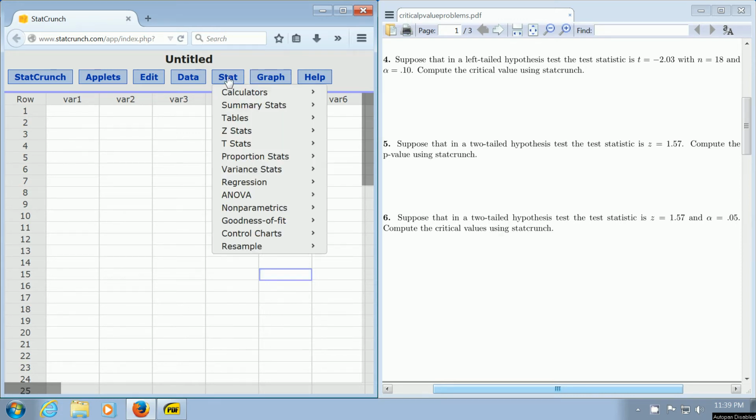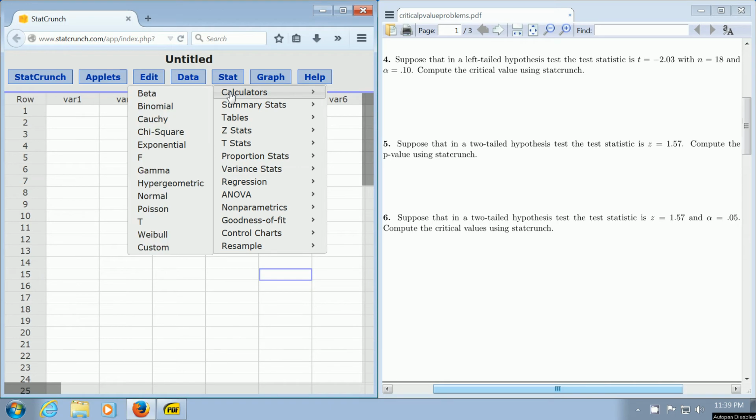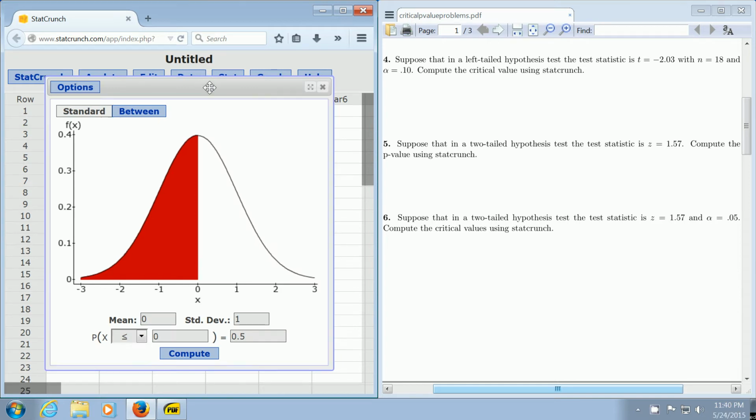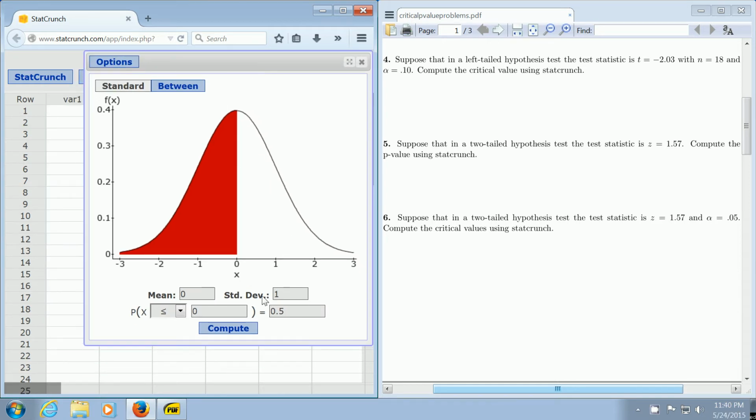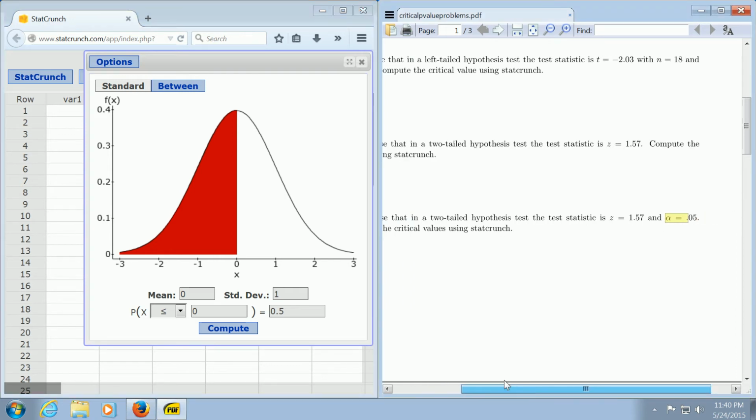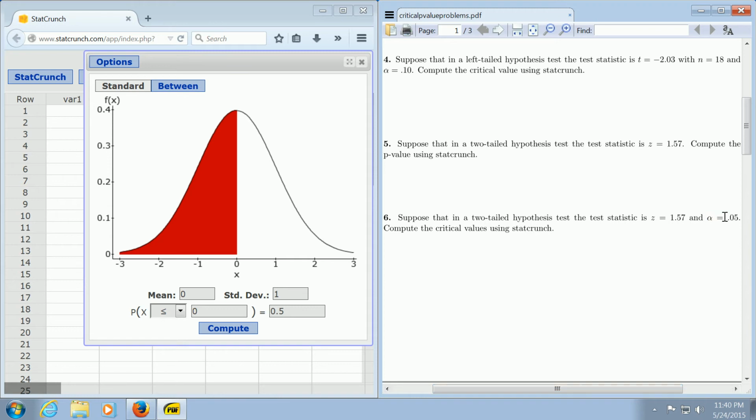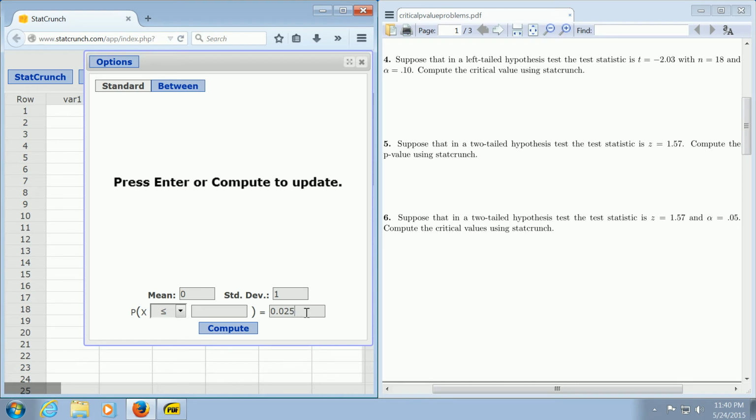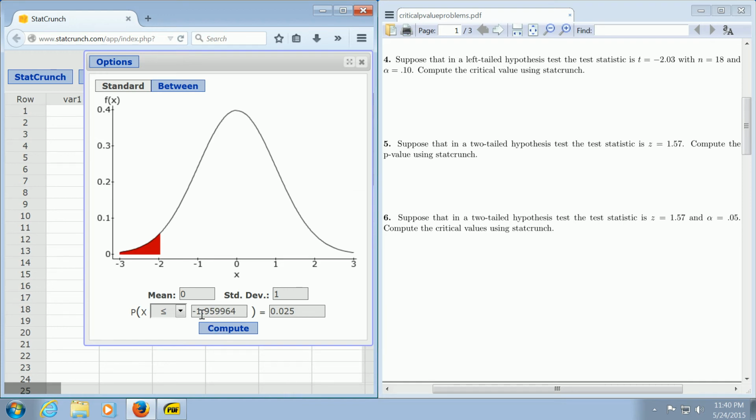So you go to Stat, Calculators, and you go down here to where it says Normal, and then you left click. Now you want to leave the mean and standard deviation at the defaults. And one way to do this is to just leave this at less than, and you take your alpha. So alpha is the level of significance, and you want to divide the alpha by 2. So if you take 0.05 and you divide it by 2, you end up with 0.025. The reason you have to divide it by 2 is because it's a two-tailed test. Then you hit compute. So boom, there's one of the answers, -1.96.